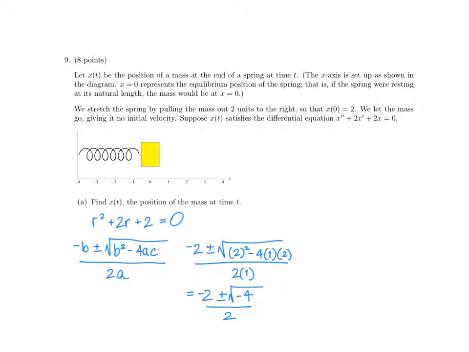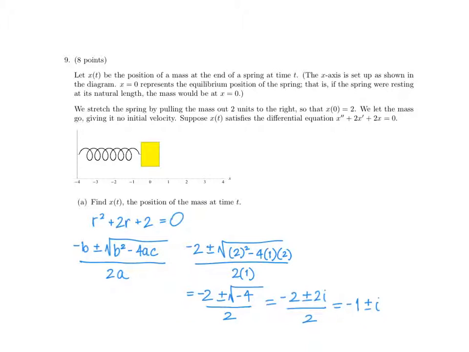We find that this is what we get once we reduce everything almost all the way down. This term right here, the square root of negative 4, is the same thing as the square root of 4 times the square root of negative 1. Well, the square root of 4 is just 2, and the square root of negative 1 is i, so we can rewrite this as follows. Noting that every single term has a common factor of 2, we can fully reduce this to being equal to negative 1 plus or minus i.